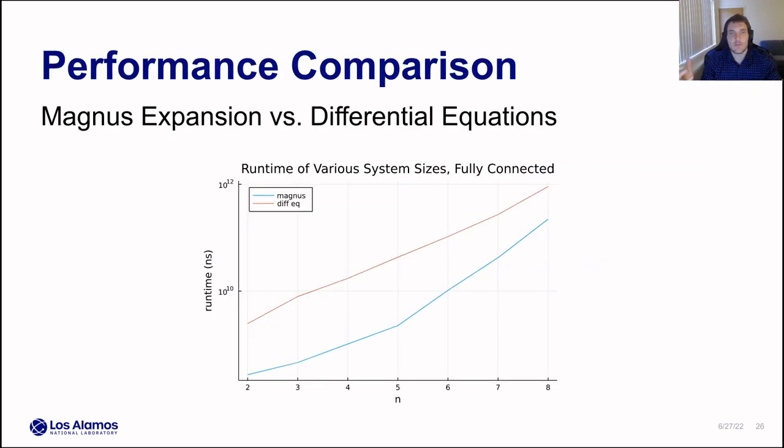So how does this end up performing against the differential equation implementation that we have? So our Magnus expansion is actually significantly faster. This may be coming down to certain naiveties in our programming. This is still a rather young software package, so there may be some inefficiencies. But for example, in this 5-qubit case on a fully connected graph, we're getting about a 20 times speed improvement.